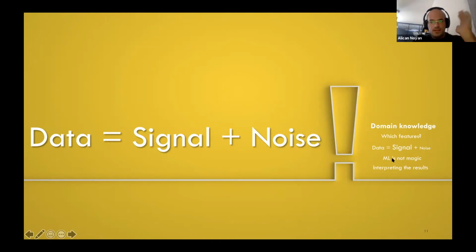This is very important. I use this a lot. Machine learning is not magic. There are many times that people ask me to fit a model to data, but just by looking at it, I can see that the signal is not there. So machine learning cannot find a signal that is not inside your data. And finally, domain knowledge is very important for interpreting the results.